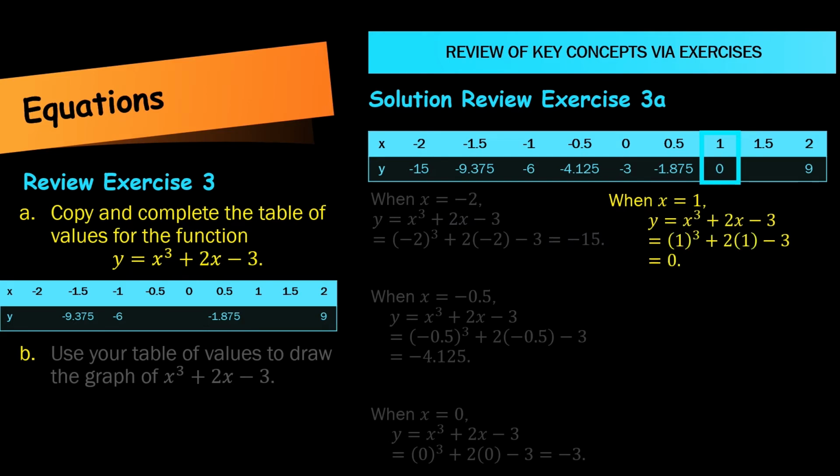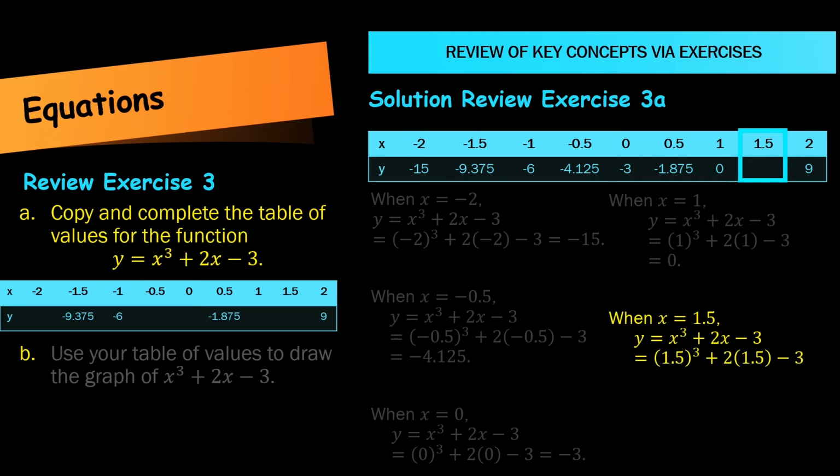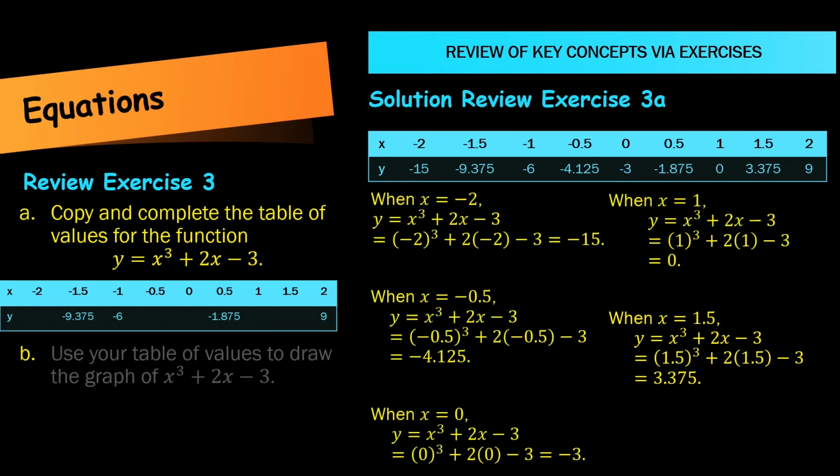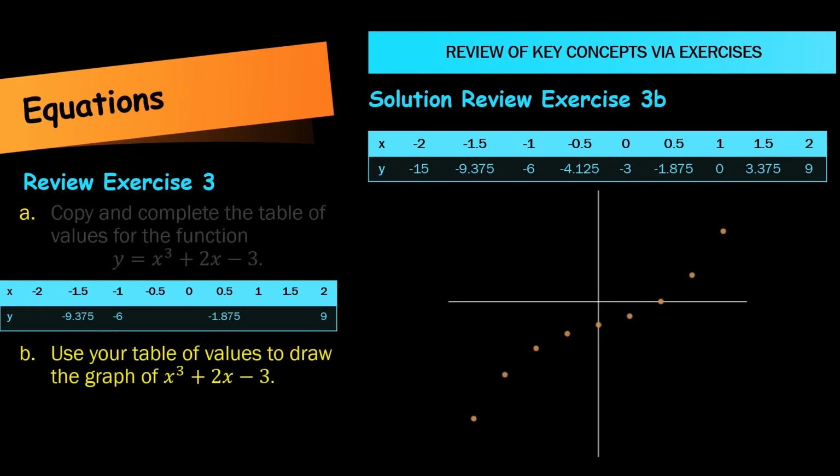And finally, for x equals 1.5. Plugging in x equals 1.5 gives us 3.375. So plotting these gives us the graph shown. This is minus 2, minus 15.